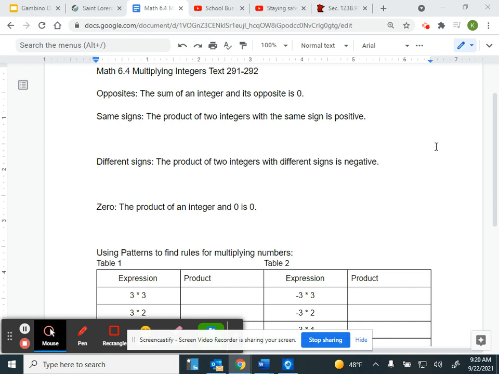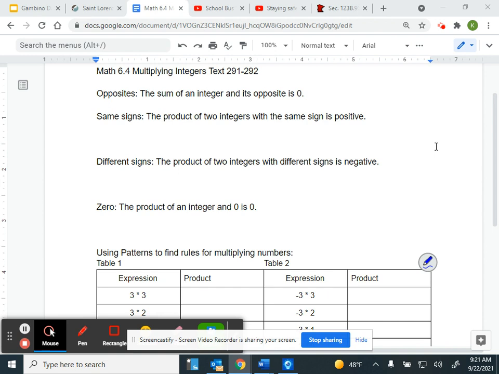Okay, today we are going to continue with our integers. We've learned our adding and subtracting. Now we are going to be working on multiplying integers. So we can see the opposites are still the same opposites we've been talking about. The sum of an integer and its opposite is 0.